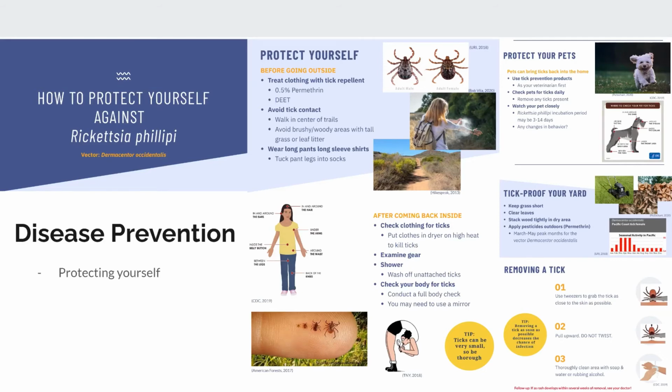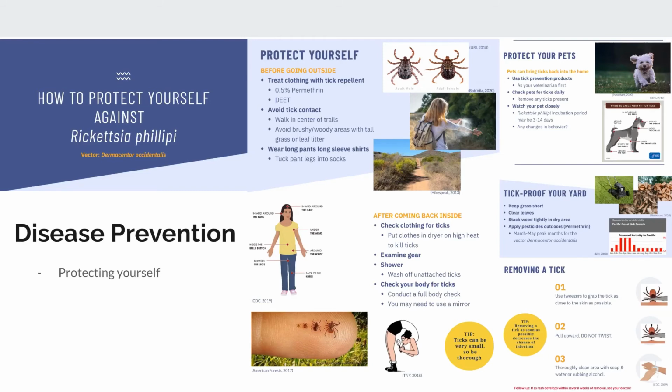Finally, it's especially important to check your body for ticks after being outdoors. A full body check should be completed upon returning from potentially tick-infested areas. A mirror may be necessary to view all portions of your body. Showering is a good idea and may help wash off unattached ticks. Ticks can be very small, so you should be thorough.